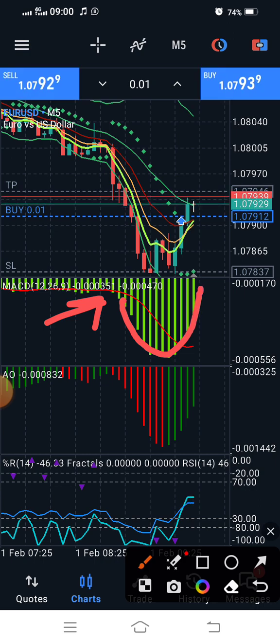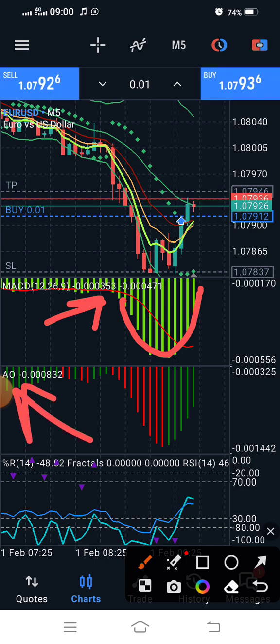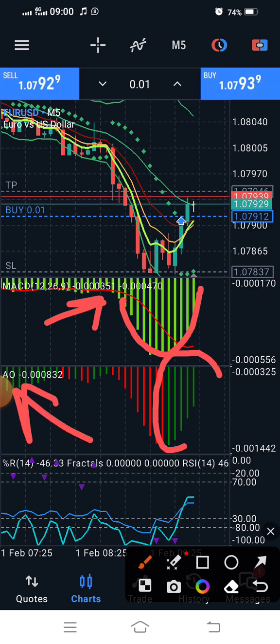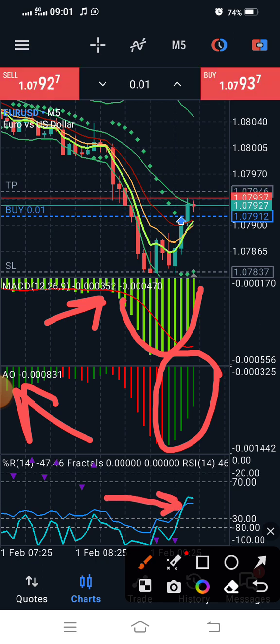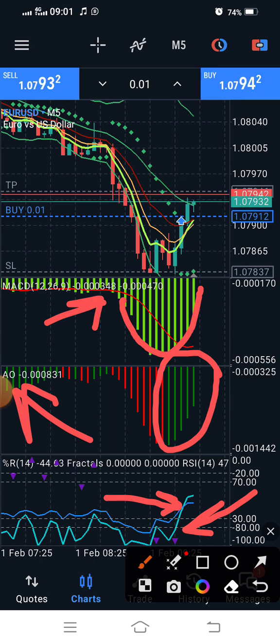All right. So that tells me my market is bullish. That's what tells me my market is bullish. And apart from that, you can see my awesome oscillator. This is my awesome oscillator here. It's already printing greens. So I know that my market is bullish. And besides, this has also crossed the other signal line. And my fractals is still pointing down. Remember, when the fractals are pointing down, it shows the market is going up. And when the fractals are pointing up, it means the market is going down.